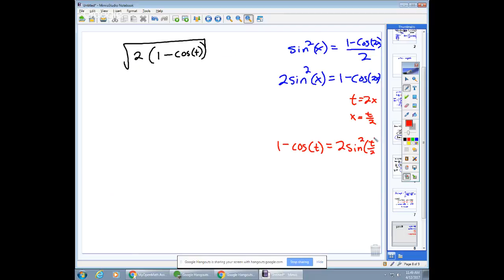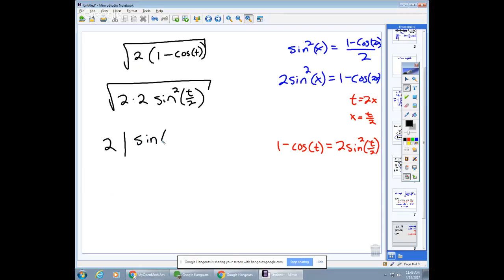Oh, that's beautiful. Trig identities are amazing, the way they just morph and twist. All right, cool. So now we have, let's switch colors, the square root of 2 times 2 times the sine squared of t over 2. Well, square root of 2 times 2 is 2. And the square root of the sine squared is the absolute value of the sine of t over 2.